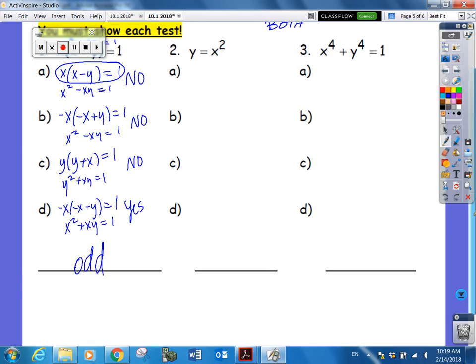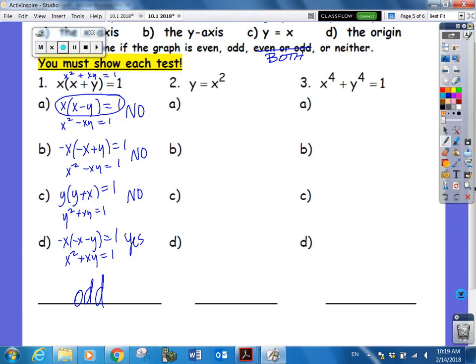All right, so the next one, y equals x squared. Again, showing the test is important. Do not just write yes or no, because I will tell you, you will get 0 credit for writing yes or no and not showing the test. It is also important that you show the test correctly. x squared means if we're plugging a negative in for x, then we have to put parentheses around it. Because negative x squared is not the same as negative x quantity squared. Those are not the same.